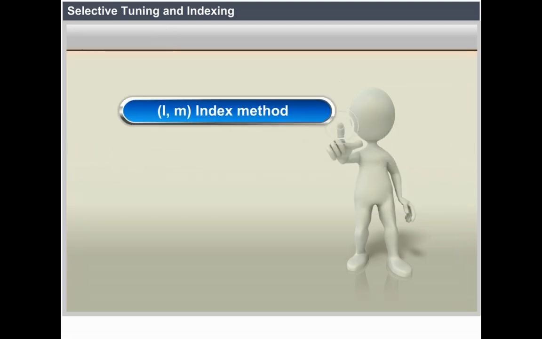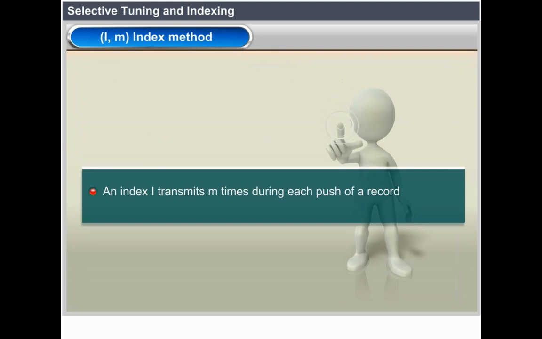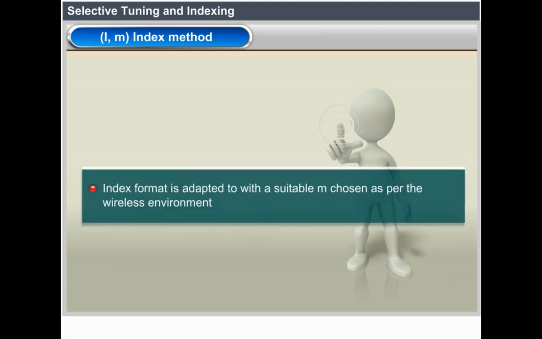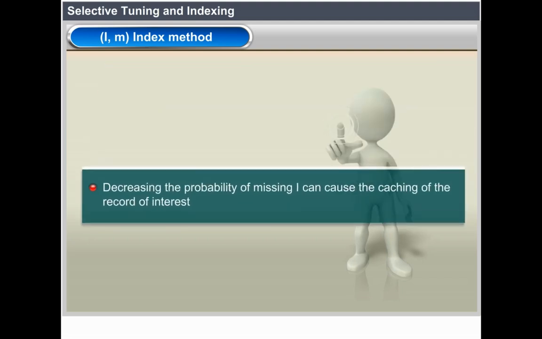IM index method. An index I transmits m times during each push of a record. An algorithm is used to adapt a value of m such that it minimizes access, caching and latency in a given wireless environment, which may involve frequent or less frequent loss of index or data. Index format is adapted with a suitable m chosen as per the wireless environment. This decreases the probability of missing I and hence of missing the caching of the record of interest.